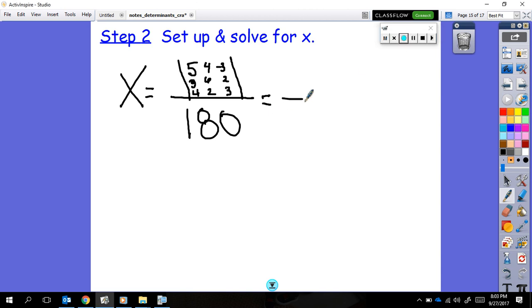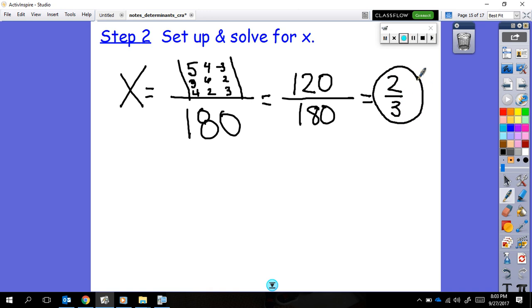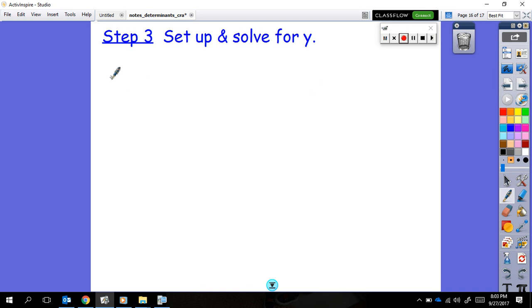Okay, kiddos, so when I did the determinant of the top, I got 120 divided by 180, which if we do some simplifying is 2/3. Okay, 120 divided by 180. Okay, all right, I want you to go on and set up and solve for y. Okay, so go ahead and hit pause right here.